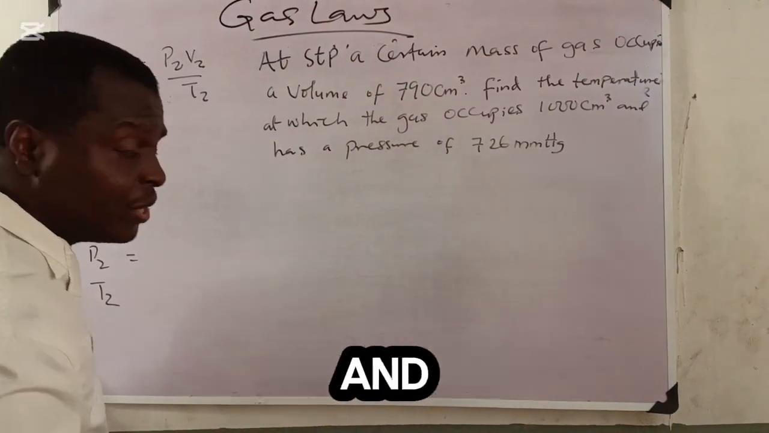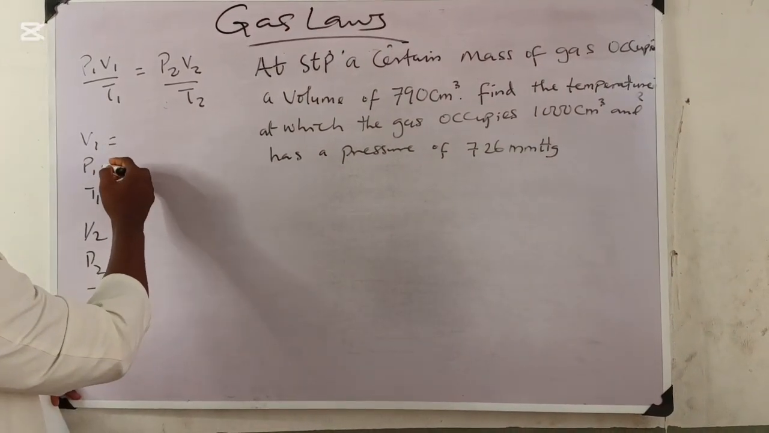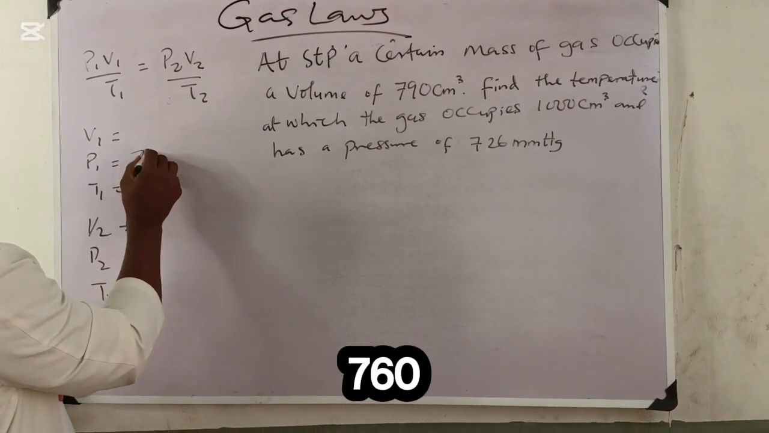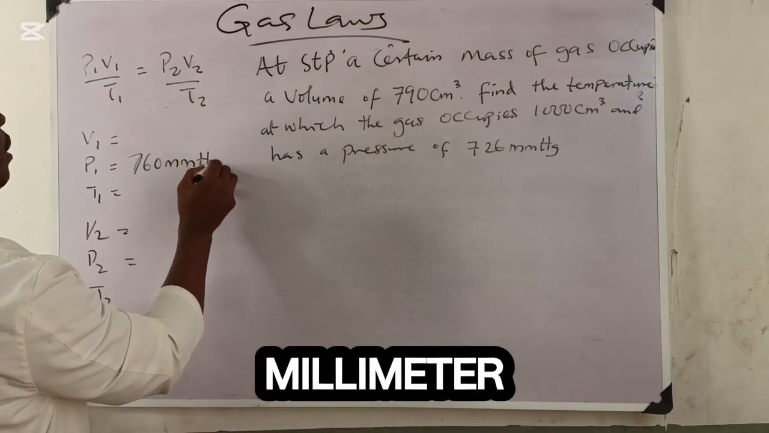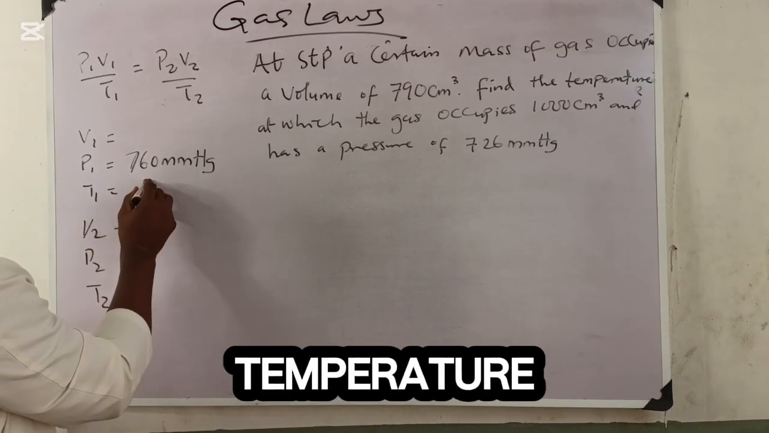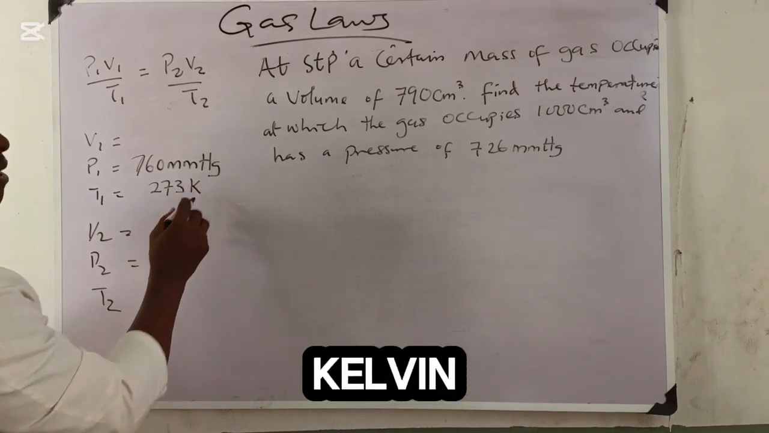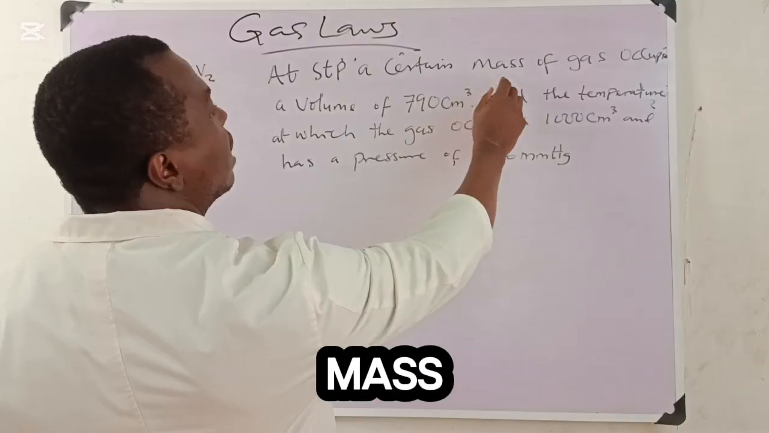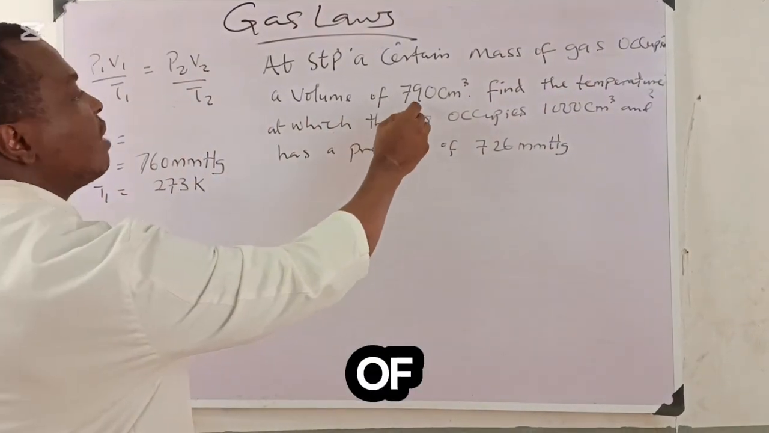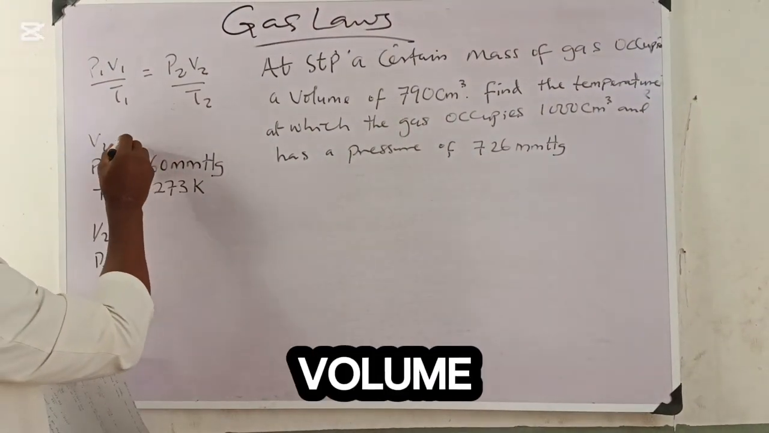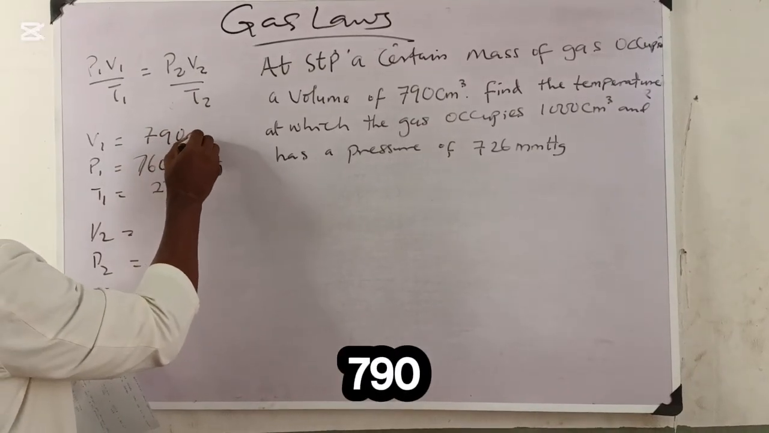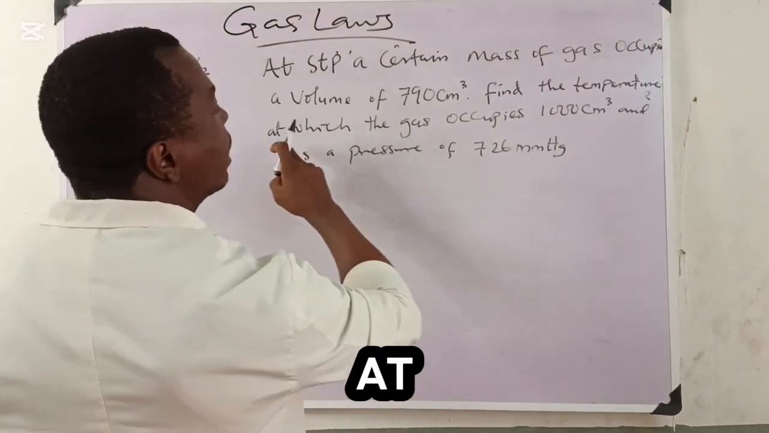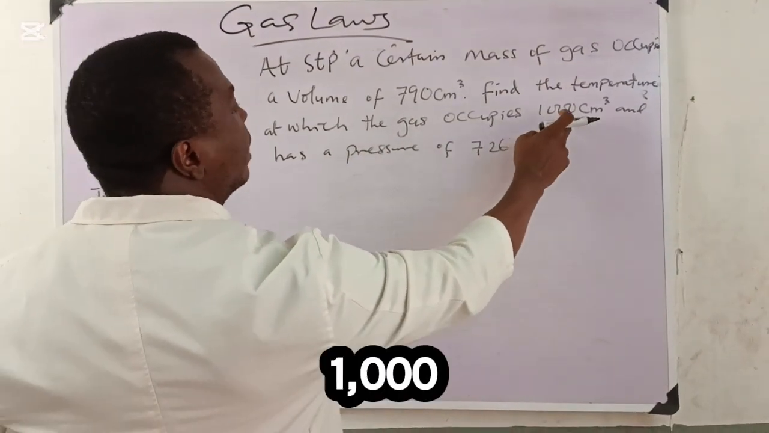So this standard temperature and pressure gives us our P1 and our T1. The standard pressure is 760 millimeter mercury, and the standard temperature is 273 Kelvin. Now, they say at STP, a certain mass of gas occupies a volume of 790. That is our initial volume, V1, which is 790 cm³. Now, we are told to find the temperature at which the gas occupies 1000 cm³.